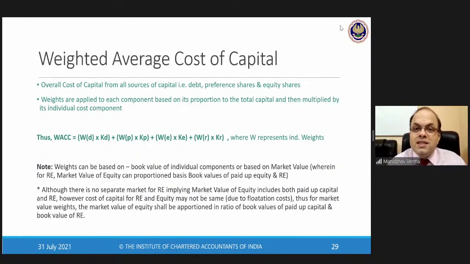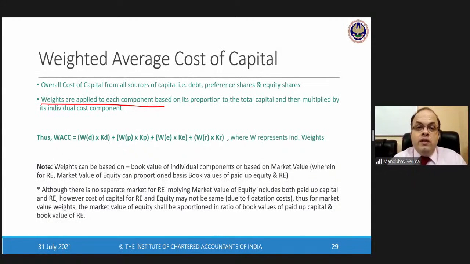It sounds simple, but we need to be careful while we apply the weighted average. We simply apply weights to each component. How do we apply the weights? In proportion to its capital, guys. And then that weighted average is multiplied with the individual cost. Sounds pretty simple, pretty straightforward. But the question is, what weights? Which weights do we need to take here?